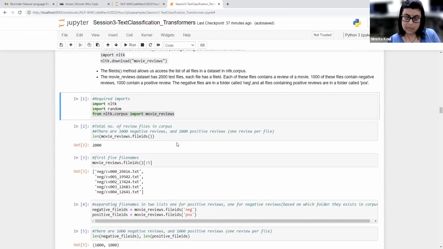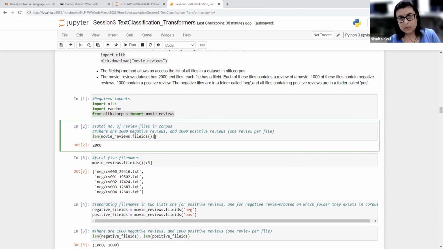Every file contains a review given by some users about some movies. There are 1000 positive reviews and 1000 negative reviews. All the positive reviews are placed in a folder called pos, and all the negative reviews are placed in a folder called neg. Every file has a file name, which is called file ID in NLTK.